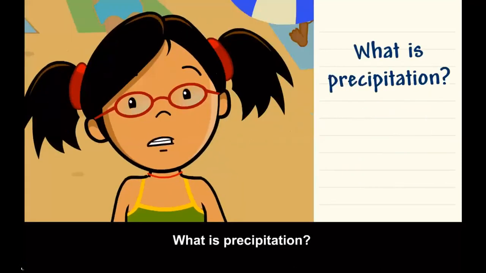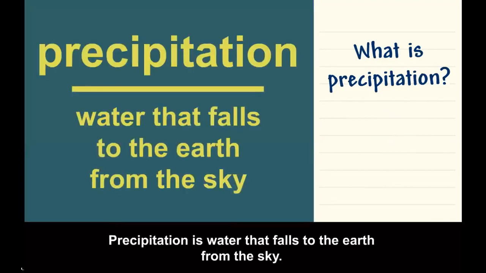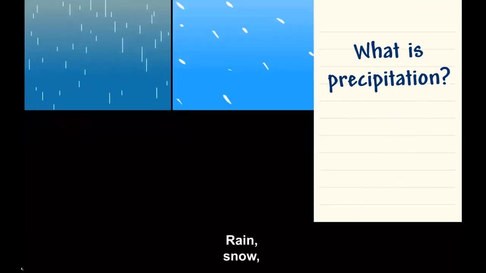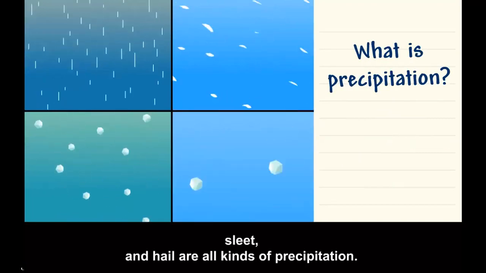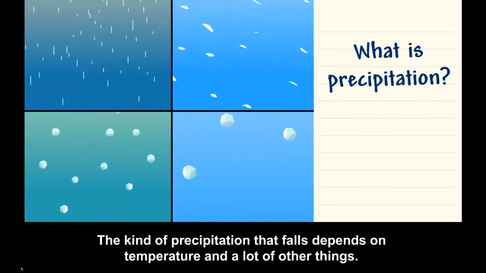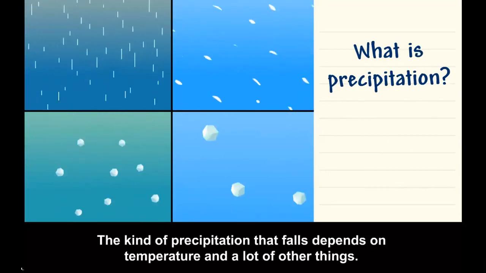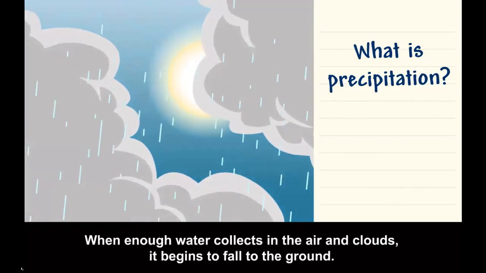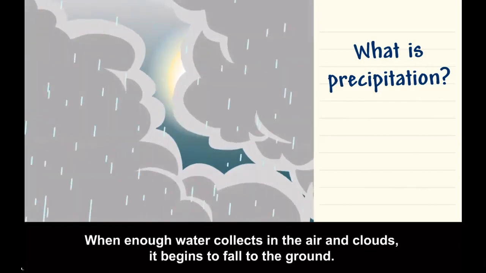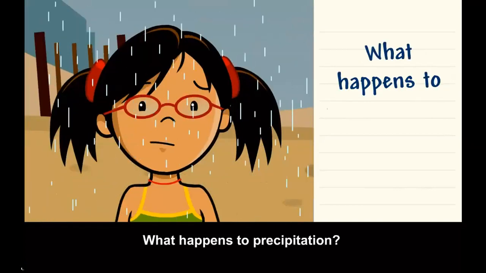What is precipitation? Precipitation is water that falls to the earth from the sky. Rain, snow, sleet, and hail are all kinds of precipitation. The kind of precipitation that falls depends on temperature and a lot of other things. When enough water collects in the air and clouds, it begins to fall to the ground. What happens to precipitation?